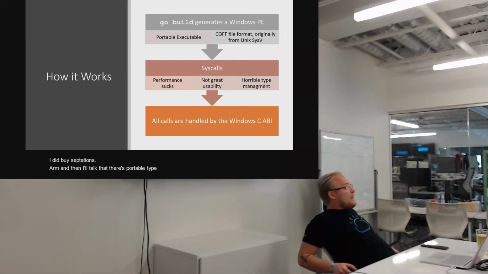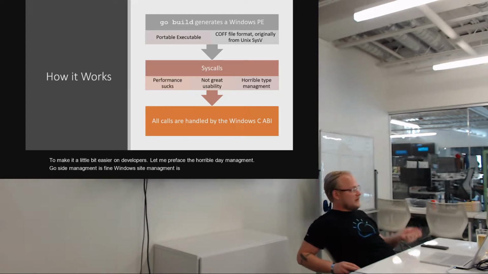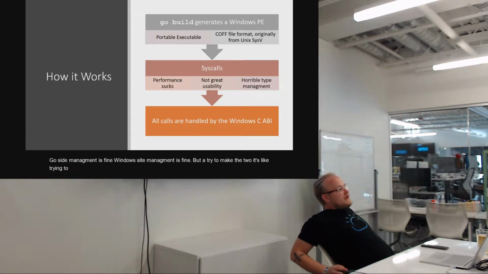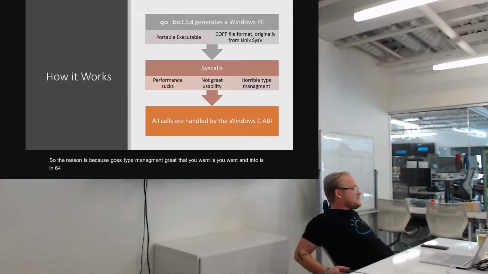So to make it a little bit easier on developers, let me preface the horrible type management. Go's type management is fine, Windows type management is fine, but when you try to mix the two, it's like trying to mix oil and water. The reason is because Go's type management is great. A uint is a uint, an int is an int64, depending on which system you're on. But for the most part, it's pretty straightforward, pretty simple.